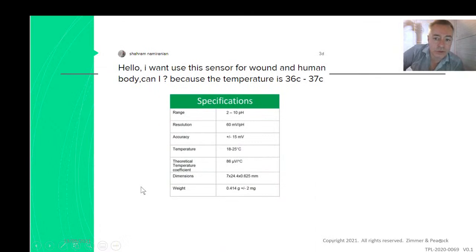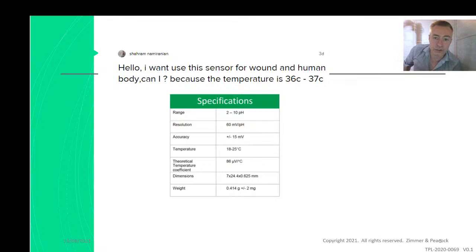One of the questions that came in was: we're interested in measuring sensors for wounds on humans, and they want to operate at 36 to 37 degrees C. They have a specification, which is the pH range they're interested in, maybe 2 to 10, which we can discuss. They want their sensitivity to be 60 millivolts per pH. The accuracy is plus or minus 50 millivolts. I suspect they're really referring to pH here, because that kind of accuracy is really driven by the electronics. Then they mentioned temperature again.